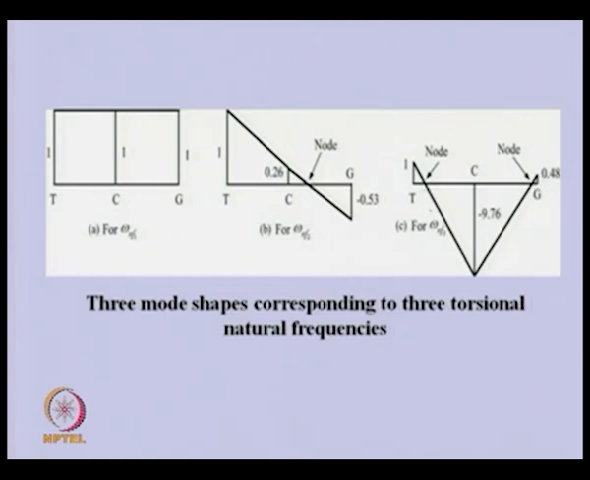So, here you can see that in the second natural frequency there are two nodes appearing where there will not be any torsional oscillation. In the first natural frequency there will be one node between the coupling and the generator, and these nodes are very important because we expect high levels of stress at these nodes.